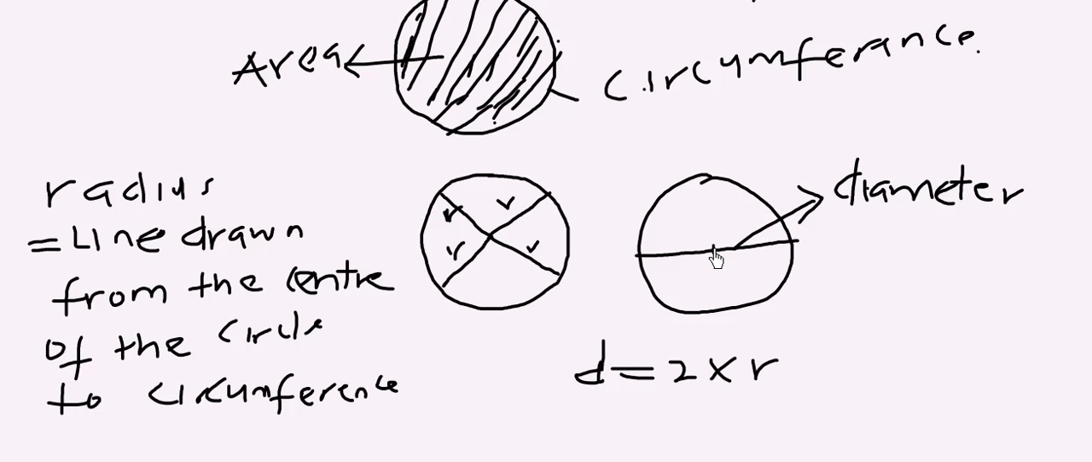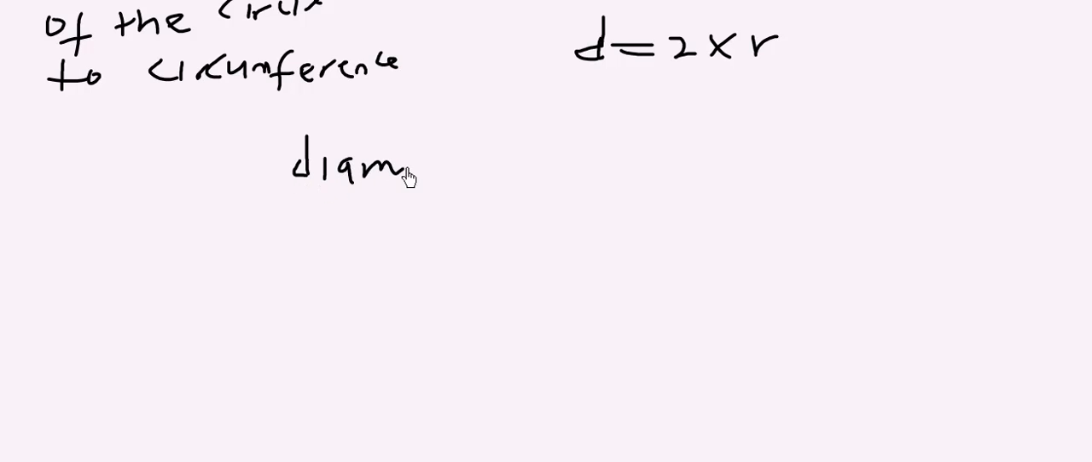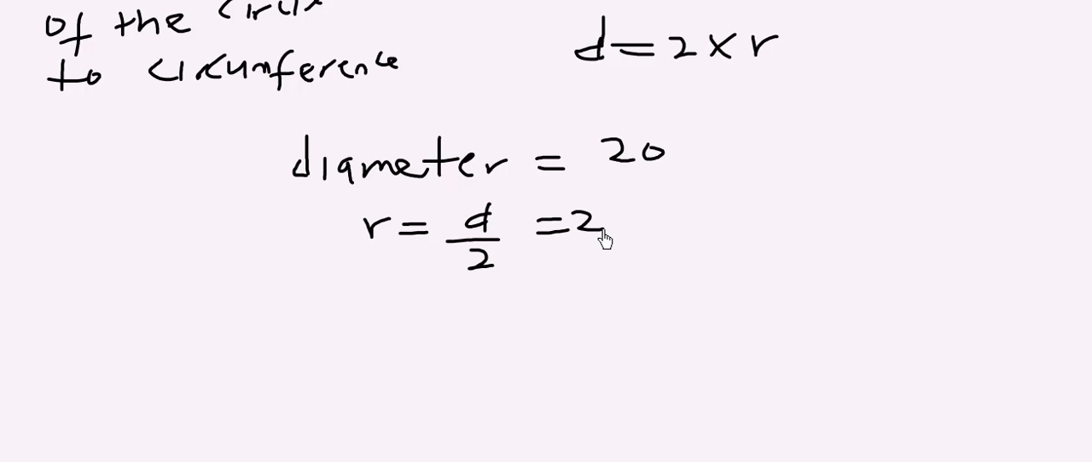Because if this is the center of the circle, it means this is the radius, and this other part is also the radius. So with that in mind, we establish the fact that if you are given the diameter of the circle as, say, 20, then radius is equal to diameter over 2, which will be 20 over 2. So the radius will be 10.